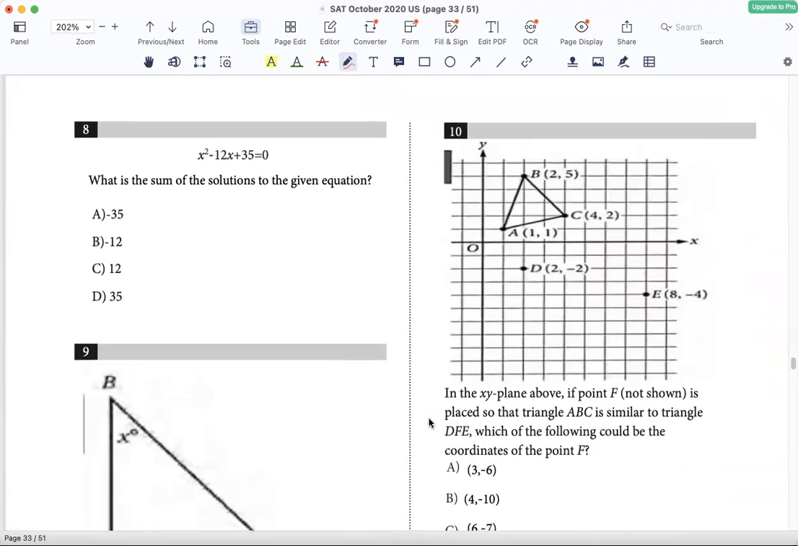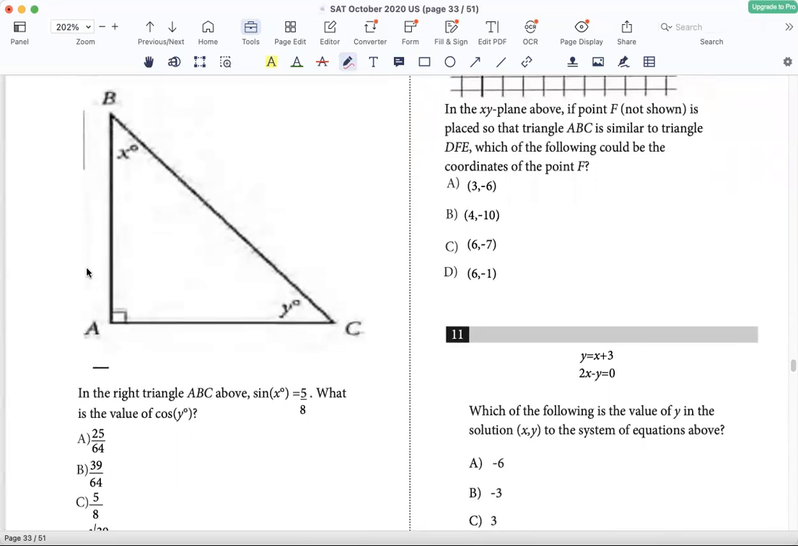x squared minus 12x plus 35. What is the sum of the solutions? So the sum of solutions of a quadratic equation, let's say the solutions are alpha and beta, is given by minus b by a, where a is the coefficient of the x squared term and b is the coefficient of x. So minus 12 by 1, which is 12.